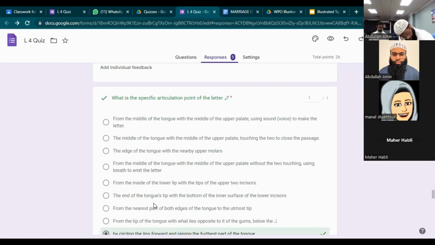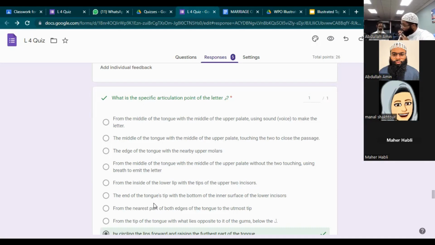You have to curve your lips, by going forward, circling the lips and applying pressure. Yes, so you have to apply pressure. That's the reason why there's a difference: there's more pressure on the lips with the waw al-mutaharrika.